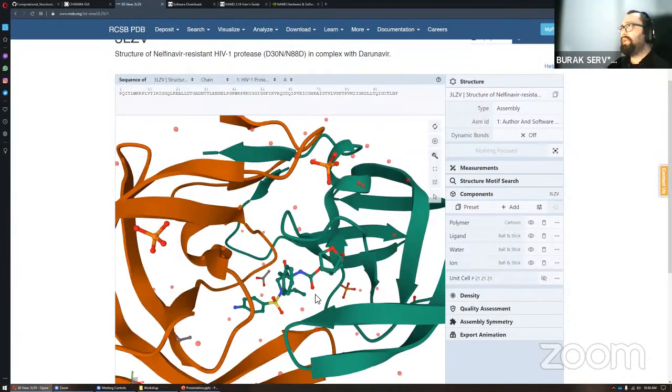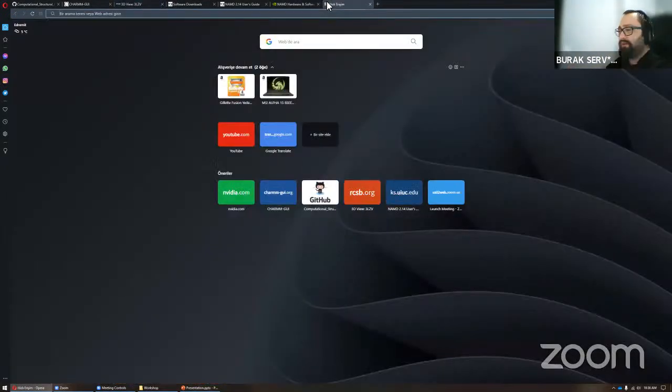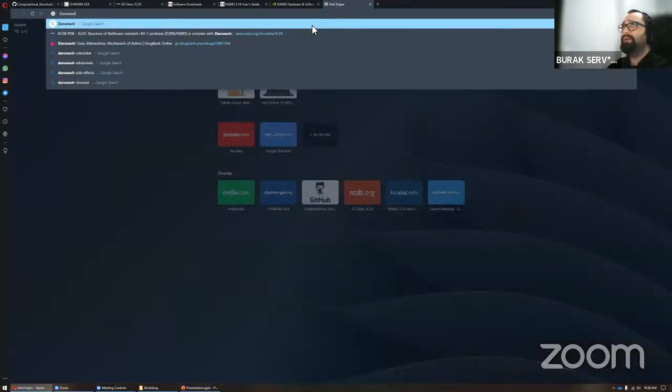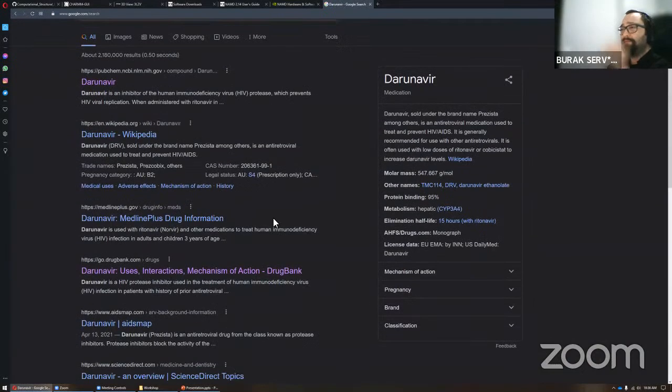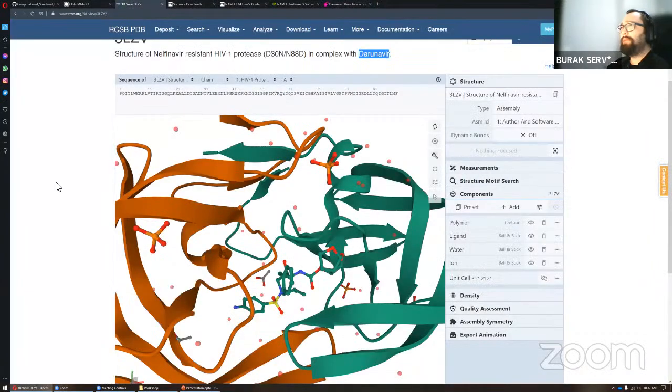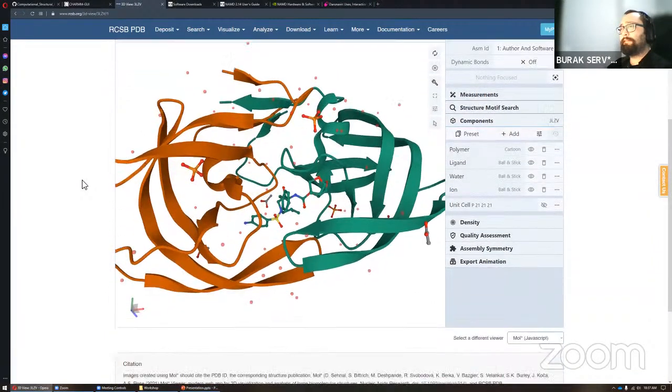So we can check together what darunavir is. I want to Google it. Maybe we can copy the name from there. Yeah, darunavir. I want to continue with the DrugBank link. When we check what darunavir is, darunavir is an HIV protease inhibitor, used for the treatment of human HIV infection. So I guess this information is enough for our structure. Now I want to go back to the main part.